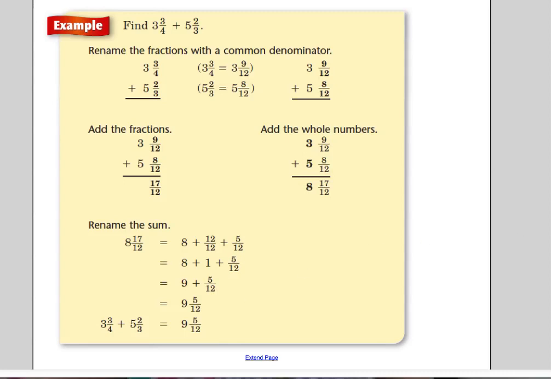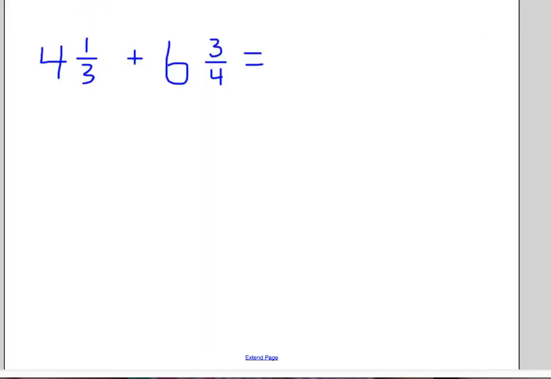Let's take a look at one more example. Okay, we're going to do this one together. So here's the problem, 4 1/3 plus 6 3/4. I want you to pause this video and solve this problem and then resume the video. Okay, first thing you should have done is notice that you need to make common denominators.